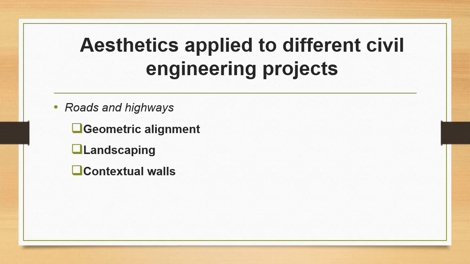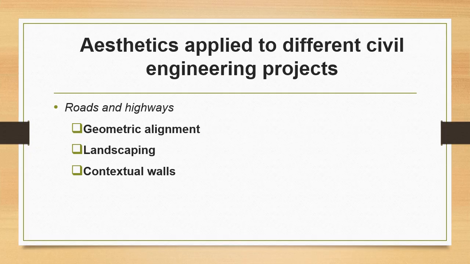Third type of project is road and highway. Now, what are the factors that affect the aesthetics of this particular project? First one is geometric alignment. That is coordinating horizontal and vertical curves that can produce a road not only safer but also more pleasant and relaxing to drive.